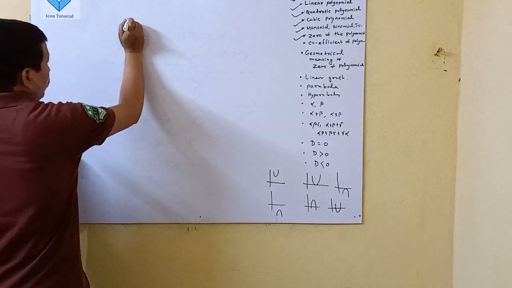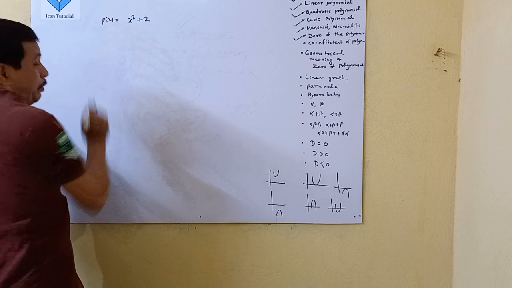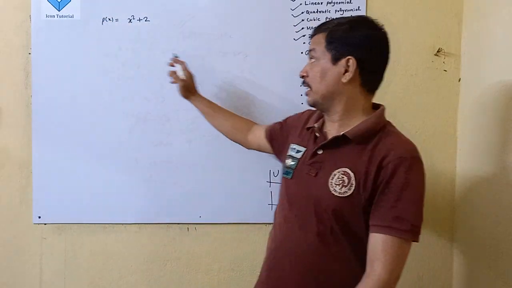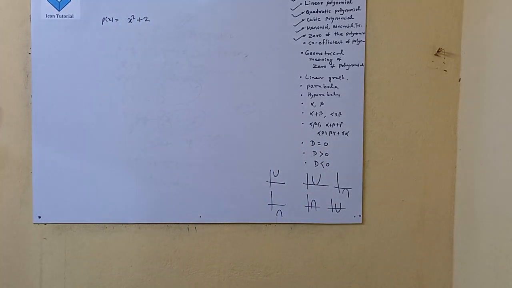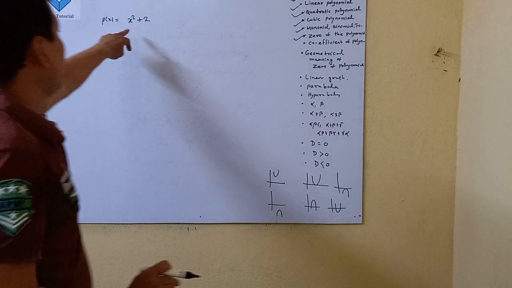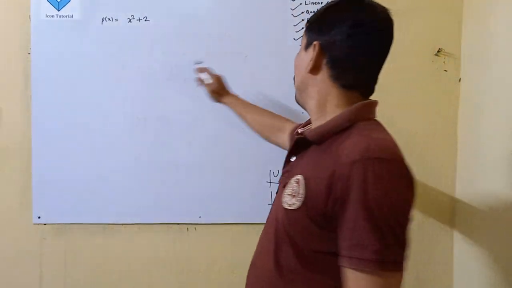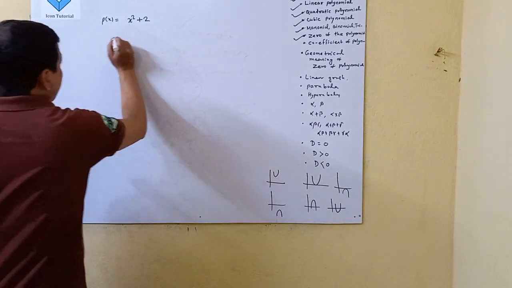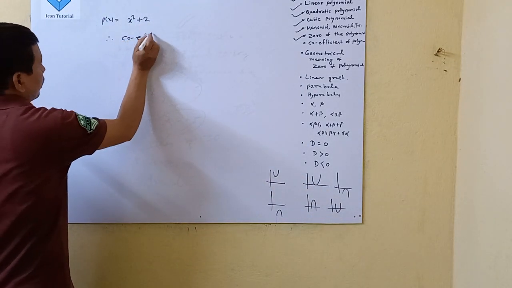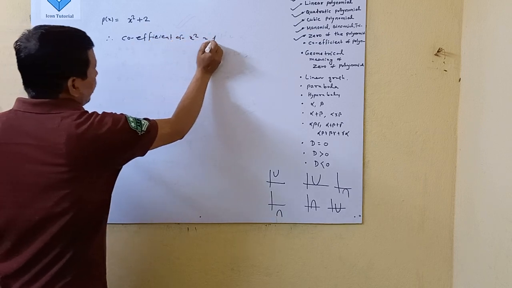Look at here. Suppose x square plus 2. This is the polynomial of x. If p of x is the polynomial of x, and p of x is x square plus 2, then for this polynomial, our point is what is the coefficient of x square. Therefore the coefficient of x square is 1.